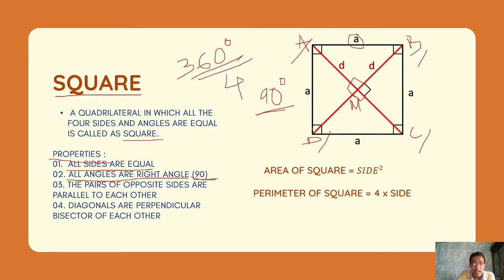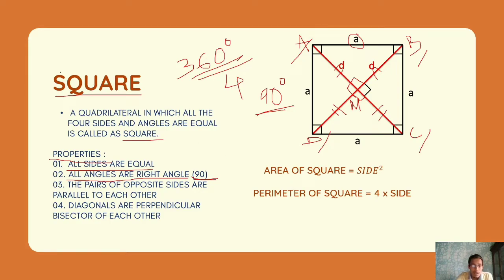Okay, now what is bisector? So this intersection is dividing this diagonal AC into two equal halves. Here you can see that AM is equal to MC and DM is equal to MB. So these two diagonals are divided into two equal halves. So what is the fourth and last property of a square? Diagonals are perpendicular bisectors of each other.